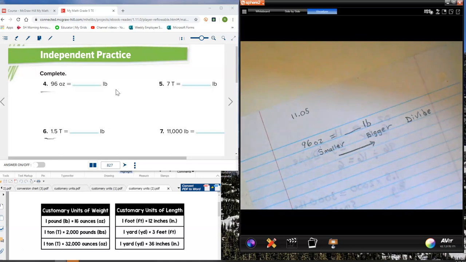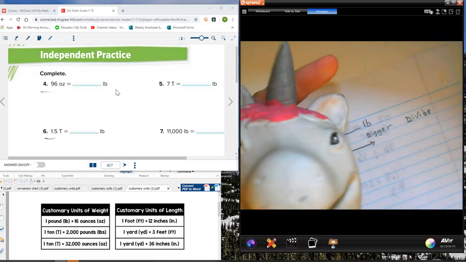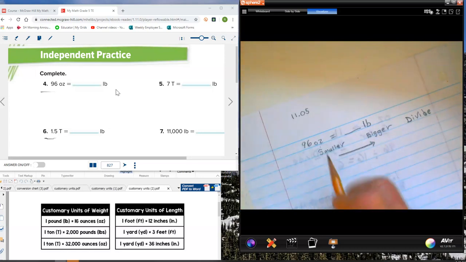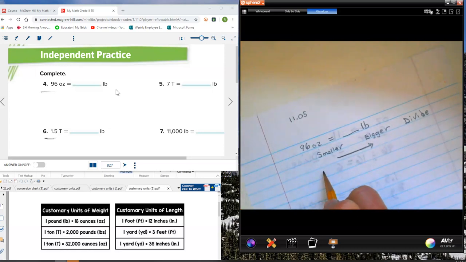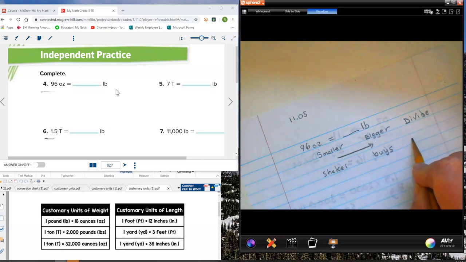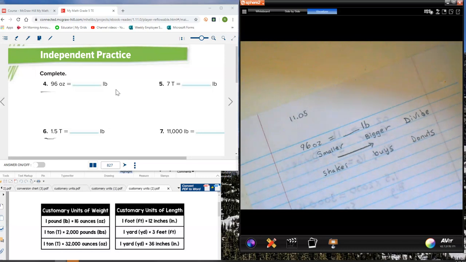Miss Garcia had a great way to remember this. She used my friend here, Shakes, and she said, Shakes buys donuts. And strangely, that really helps me to remember because I always forget sometimes whether I'm going from smaller to bigger, do I multiply or divide? But I just remember Shakes buys donuts. So when I go from smaller to bigger, I'm going to be dividing.